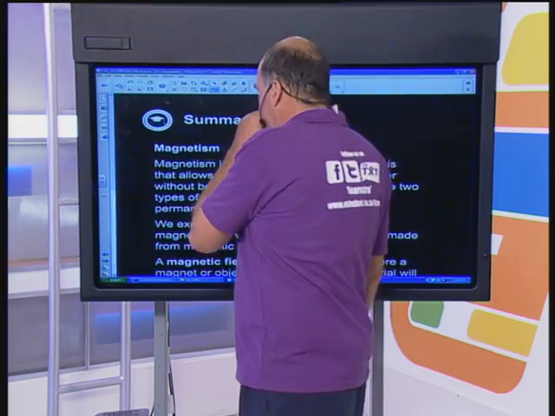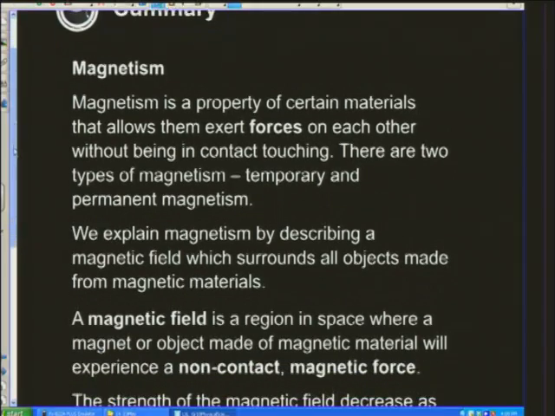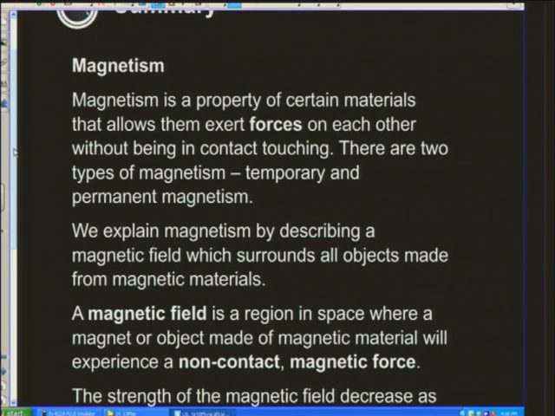So what we need to recognize is that magnets create all sorts of interactions with other materials. And this is quite an interesting thing. They don't have to be in contact. And so what is magnetism really? Let's go and have a look at the notes and go through them in some detail. The first thing that you need to know is that magnetism is a property of certain materials that allows them to exert forces on each other, not necessarily in contact.